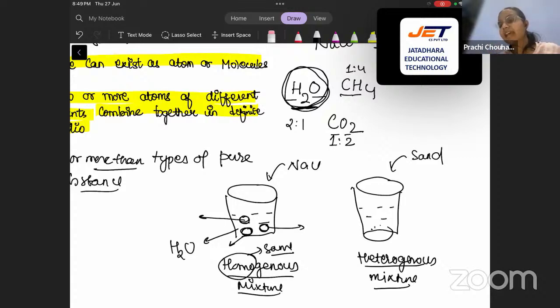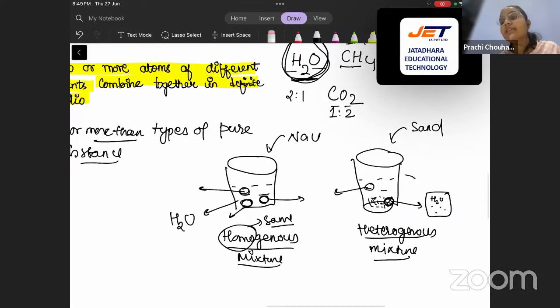Whereas if I take sand, then what will happen here? The sand will settle down at the bottom of the glass. So if I take water from here, maybe I'll not have any sand particle at all. And if I'm taking a mixture from here, then I'll see that yes, along with water, I'll have some sand particles also. So what is happening here? That the composition is not same throughout the mixture.